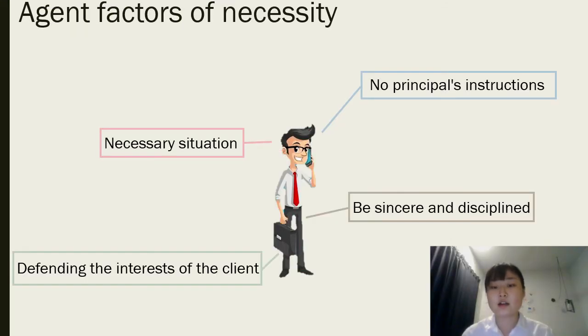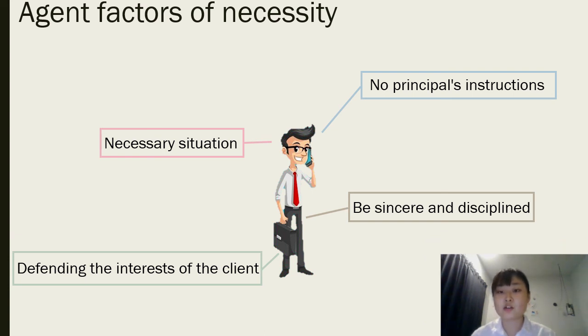From this case, I know that an agent of necessity must meet the following factors. First, there must be a necessary situation. Second, the agent was unable to obtain instruction from the principal. Third, the agent should safeguard the interests of the principal. Finally, agents should be sincere and cautious.